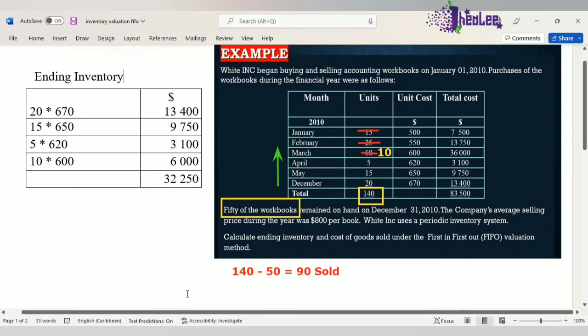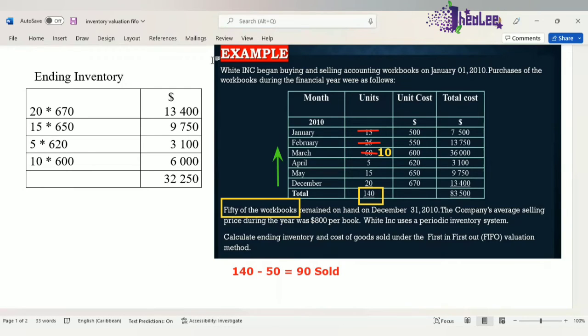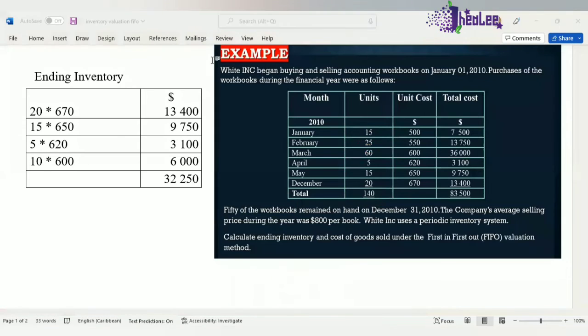Okay, we are now going to calculate our cost of goods sold. And we know that we have sold 90 units. Earlier, we deducted the amount we have on hand from the total units purchased for the period, so the total units that came in for the period. All right.